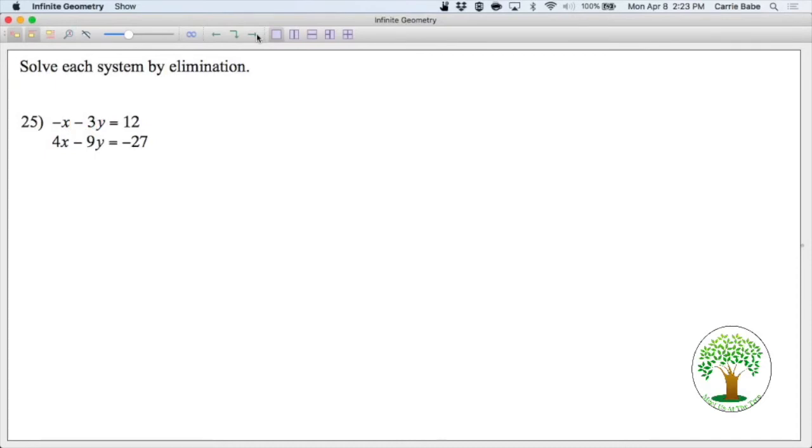Maybe you should multiply by a negative 3 so it cancels. Yes, I want to do that. Okay, let's multiply this one by a negative 3. When you multiply, you have to multiply everything. You can't just multiply one thing.